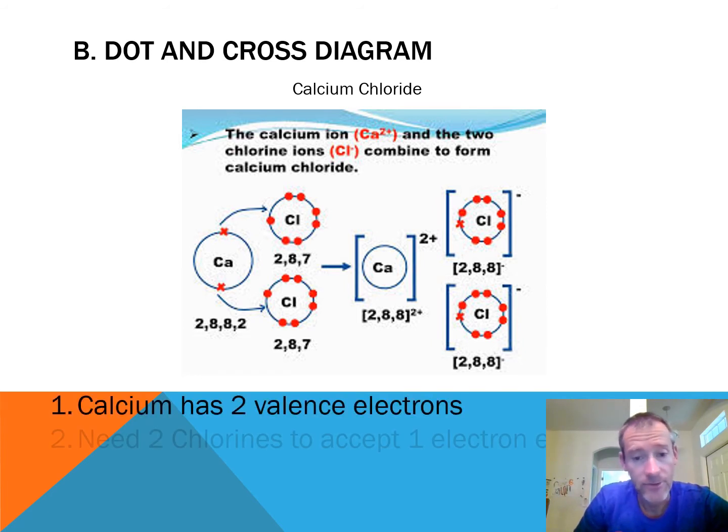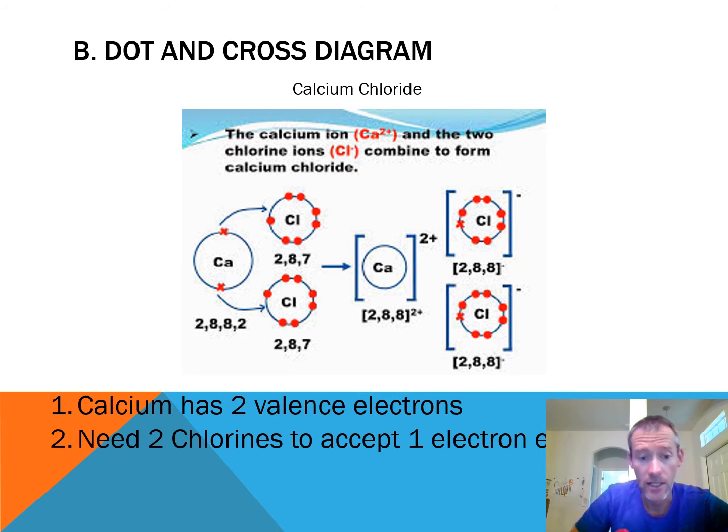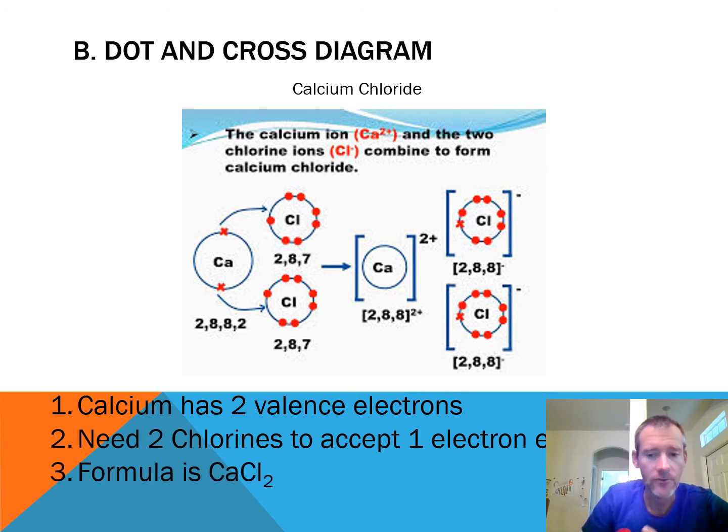So calcium has 2 valence electrons, and chlorine, needing 1 electron each, takes 2 chlorines to accept them. Therefore the formula is, sorry, CaCl2, because it needs 2 chlorines for every 1 calcium.